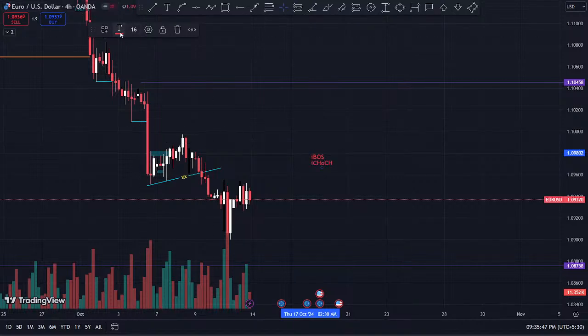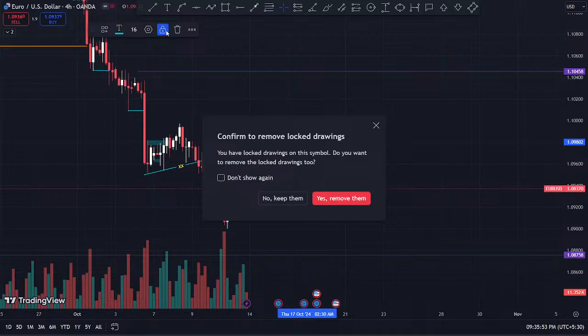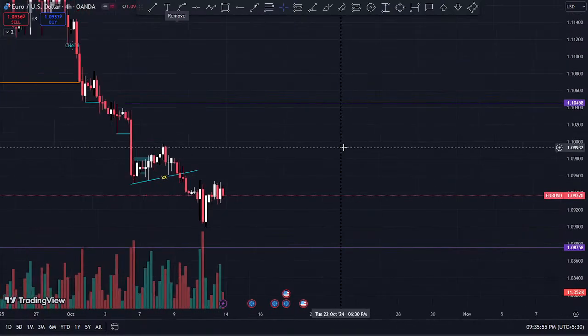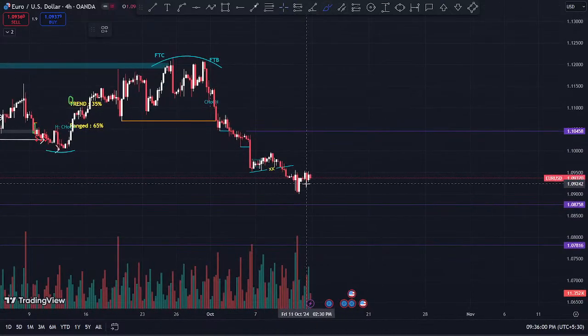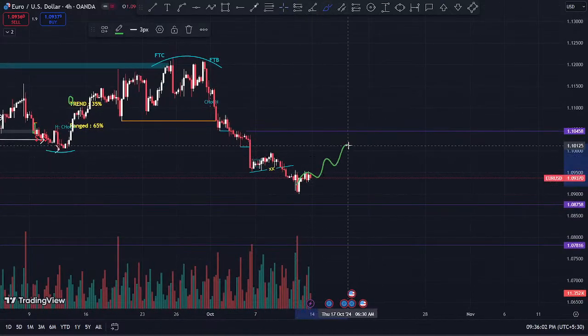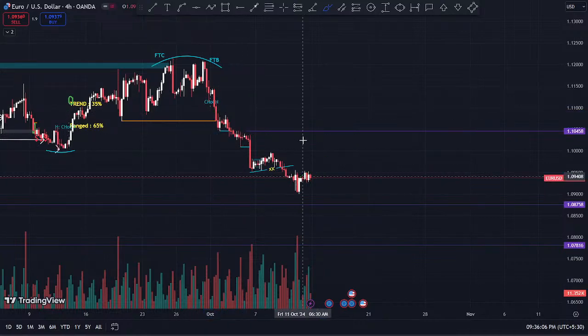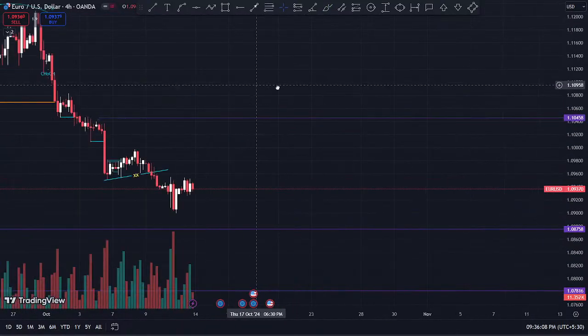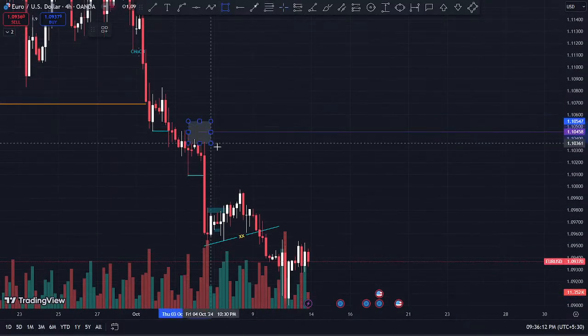What is an IBOS and ICHoCH? It is an internal break of structure and an internal change of character. So we expect the price to make higher highs and higher lows, but we don't expect the market to break this level, which is this supply zone. So this is a good supply area.